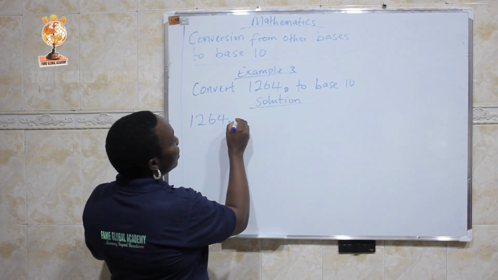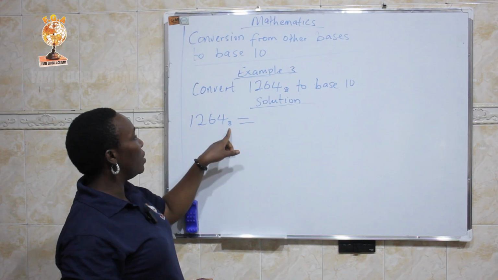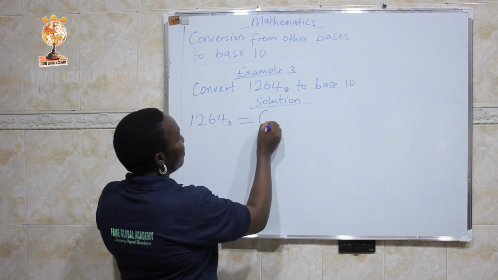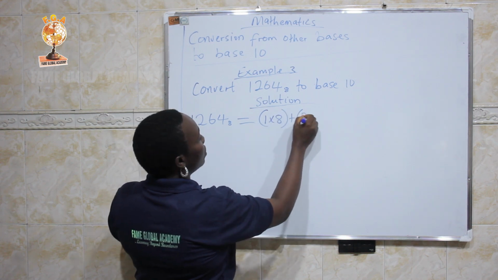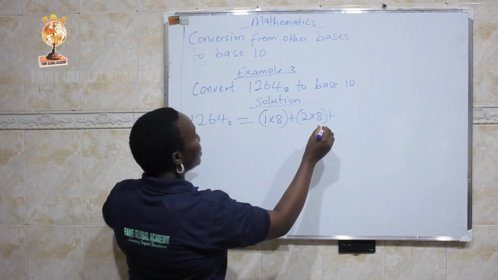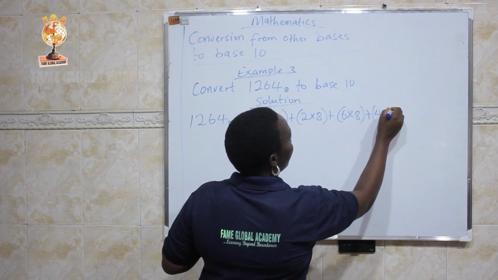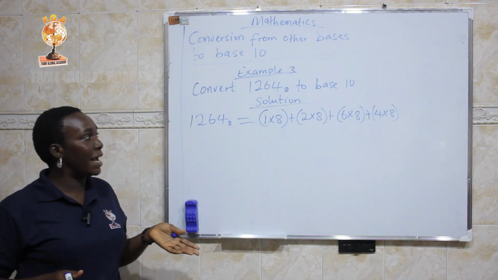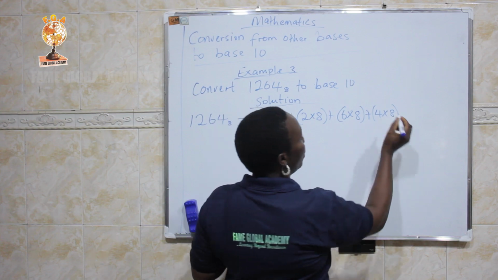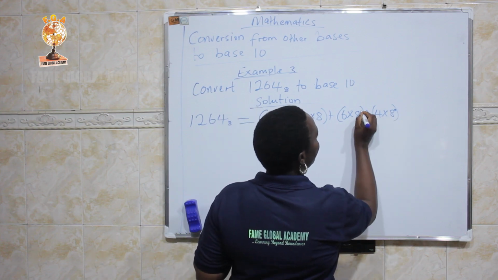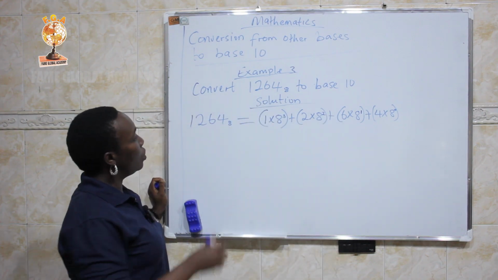1264 base 8 is equal to, so like what we did before, you multiply the numbers one after the other with the base. So we have the first one is 1 times 8 plus 2 times 8 plus 6 times 8, and the last one plus 4 times 8. Okay, so after you multiply them each with the base, you put your powers starting from the last one with 0. So this will be raised to the power of 0, raised to the power of 1, raised to the power of 2, and raised to the power of 3. Okay, so let's continue.